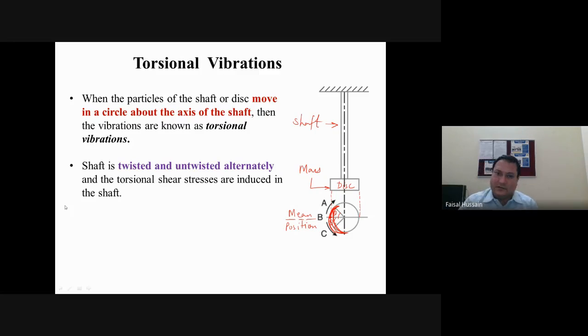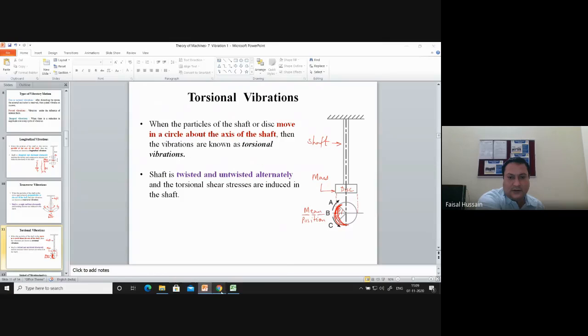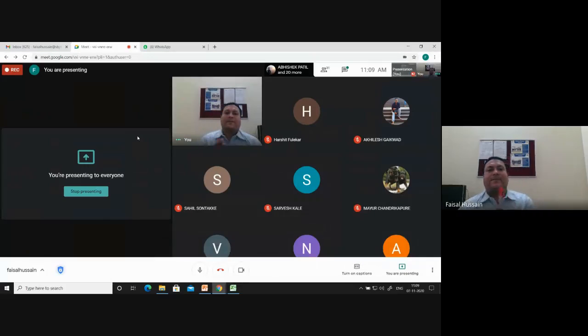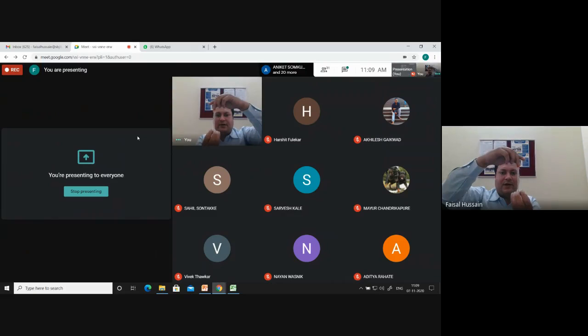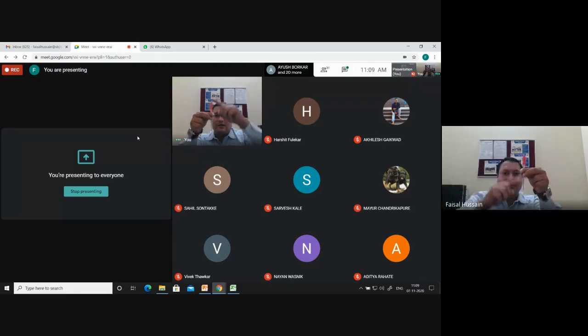So let us sum up all these three vibrations. See, for example, this is your shaft, and it is fixed. If I apply a load, and let us assume it is a spring with a load here, and I pull the load and release, what will happen? This massless shaft will shorten and then elongate, shorten, elongate. As a result, the vibrations which are set up are known as longitudinal vibration.